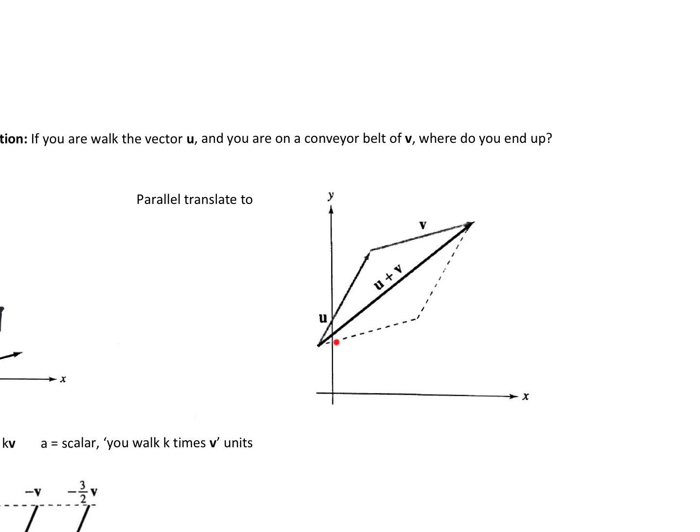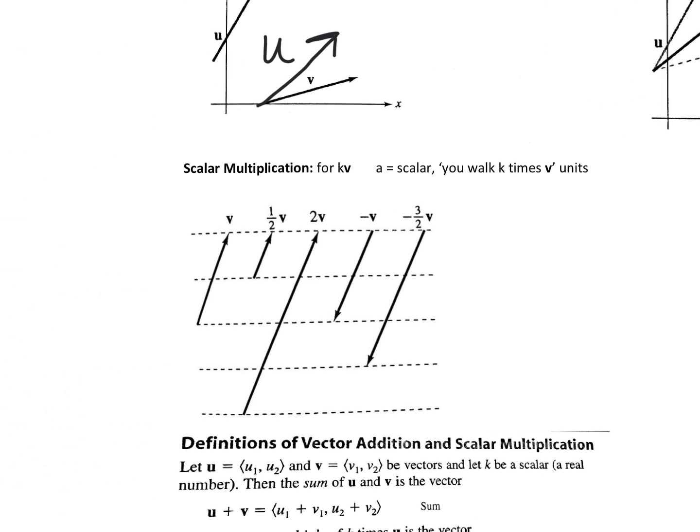We can do what's called parallel transport and take this vector, move it up here, take this vector, parallel transport it here, and then the diagonal of that parallelogram is the new vector. If you're walking on this conveyor belt floor, and you're walking along this path, it's moving along this path. This would be the path that you take relative to the stationary ground.